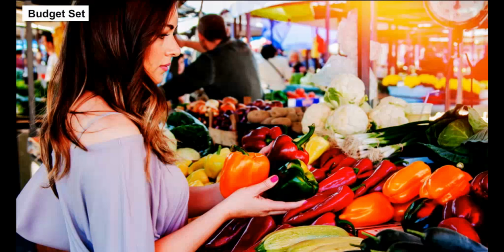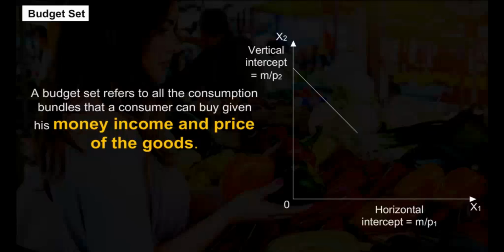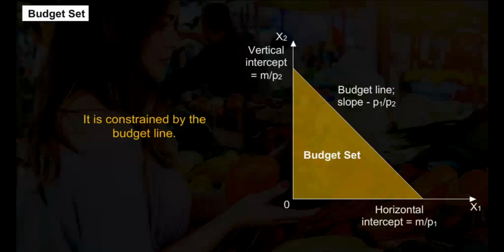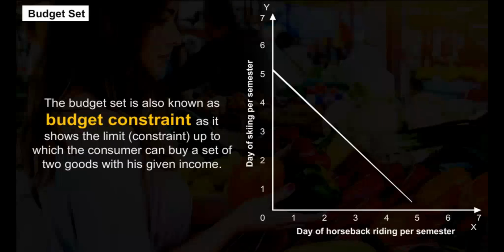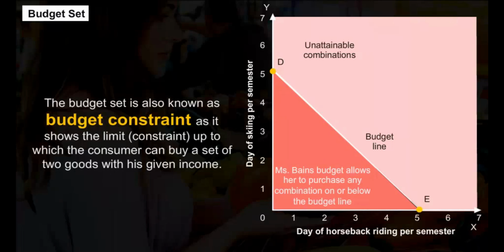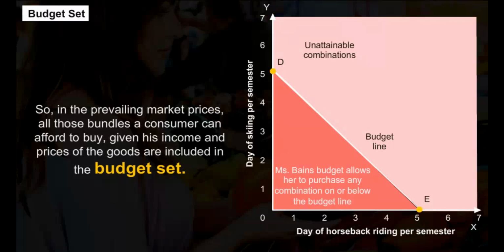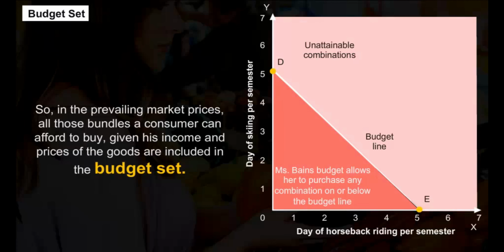The consumer's budget. Budget set. A budget set refers to all the consumption bundles that a consumer can buy given his money income and the price of the goods. It is constrained by the budget line. The budget set is also known as the budget constraint, as it shows the limit up to which the consumer can buy a set of two goods with his given income. So at the prevailing market prices, all those bundles a consumer can afford to buy, given his income and prices of the goods, are included in the budget set.